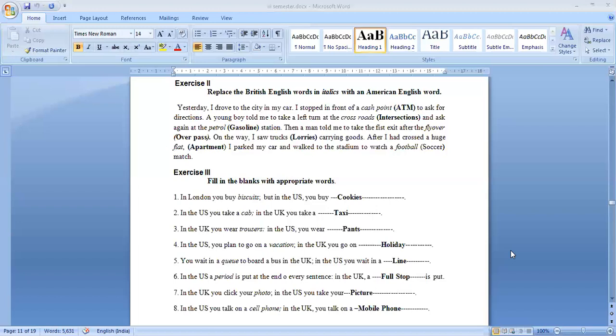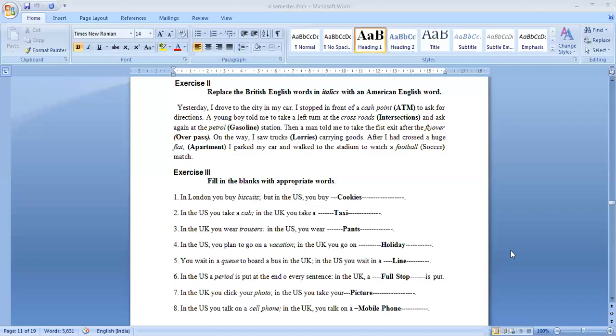And after I had crossed a huge flat, which British people call a flat, whereas the Americans call it an apartment, I parked my car and walked to the stadium to watch a football match.